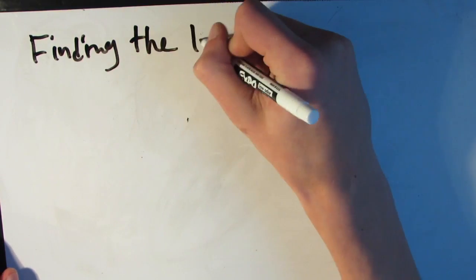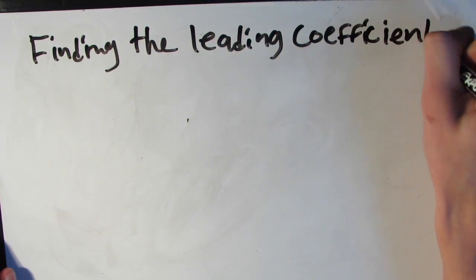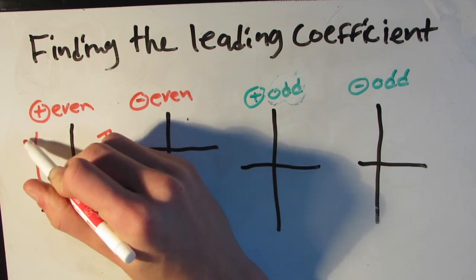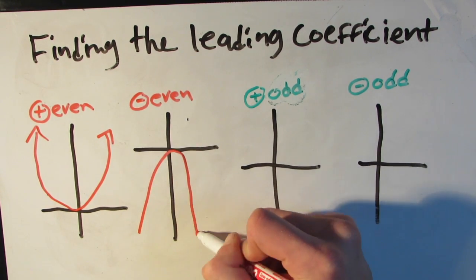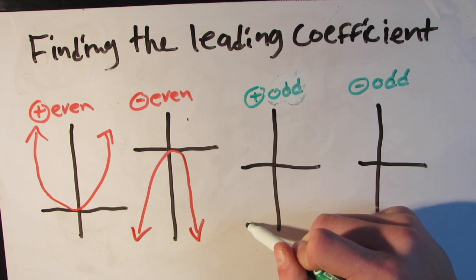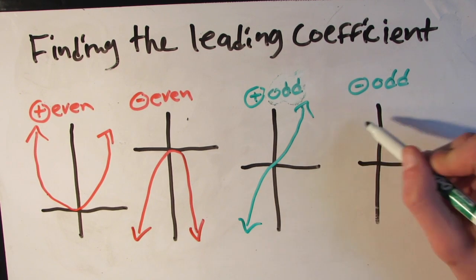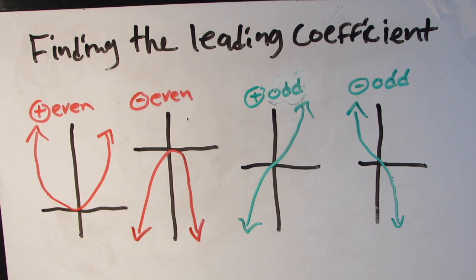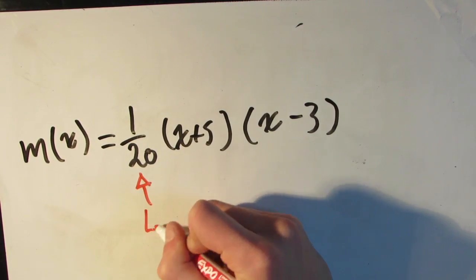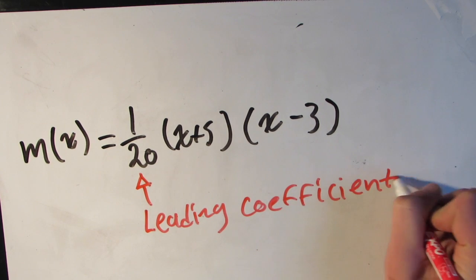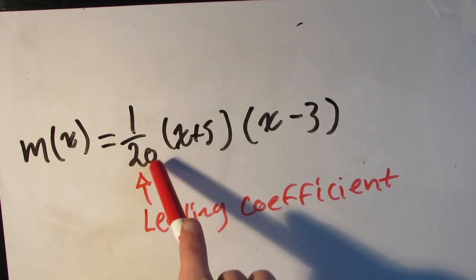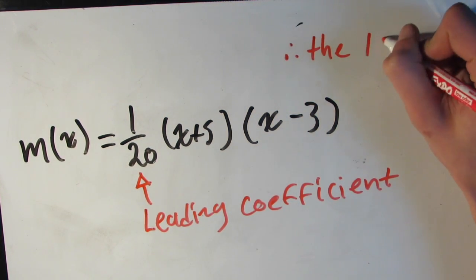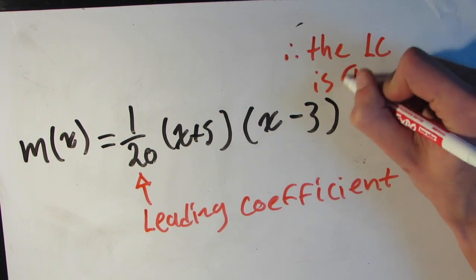Now we'll have to find the leading coefficient. As you can see, this is an even function with a positive leading coefficient. This is also an even function but with a negative leading coefficient. Right here is an odd function with a positive leading coefficient, and here is another odd function with a negative leading coefficient. The way you determine if your leading coefficient is positive or negative is by looking at your a value and seeing if it is positive or negative. As we can see, 1 over 20 is positive, therefore the leading coefficient is positive.